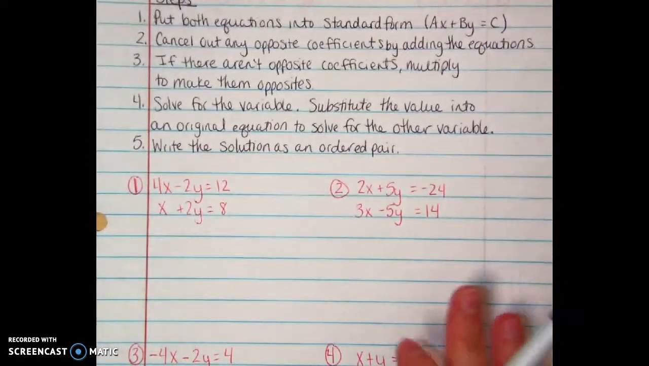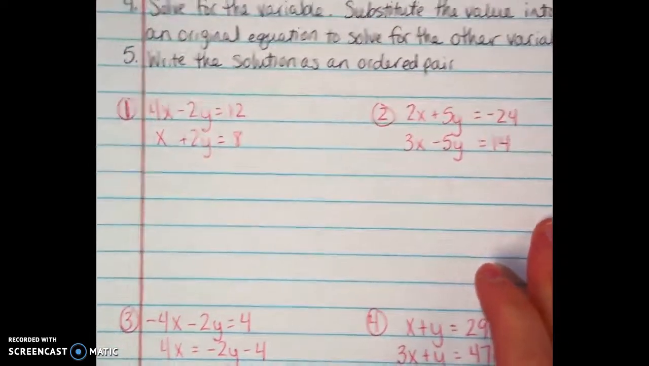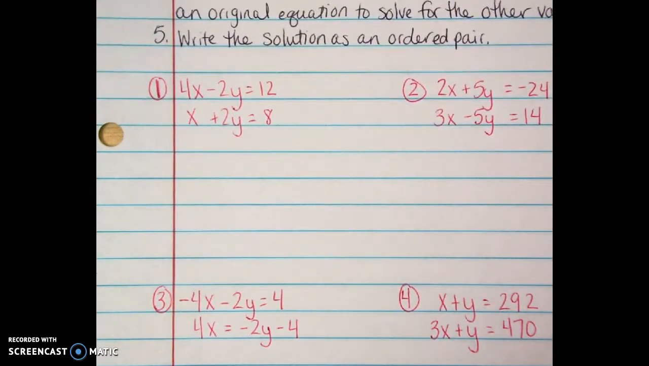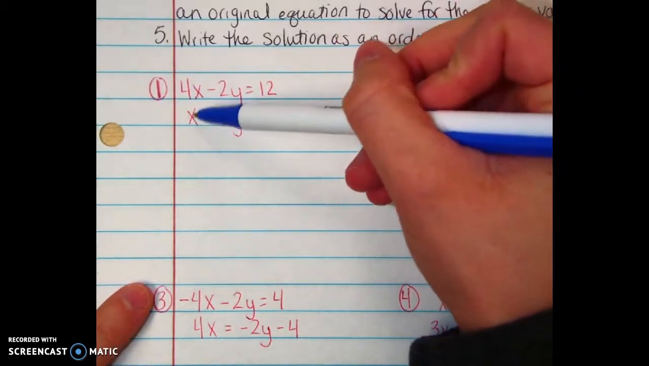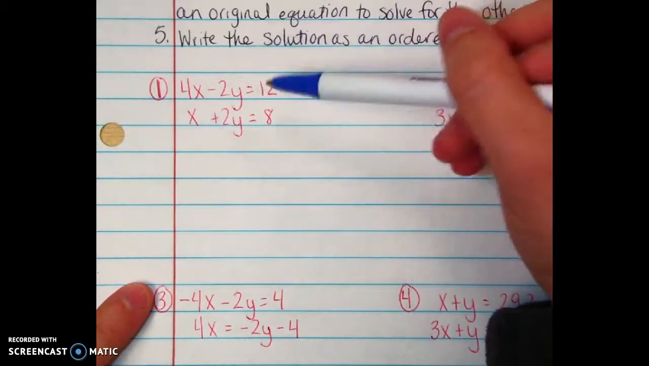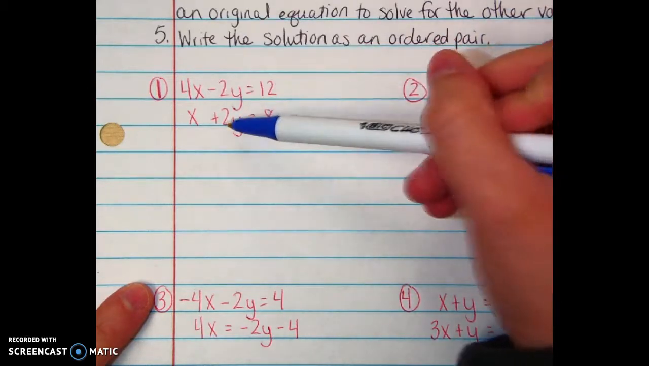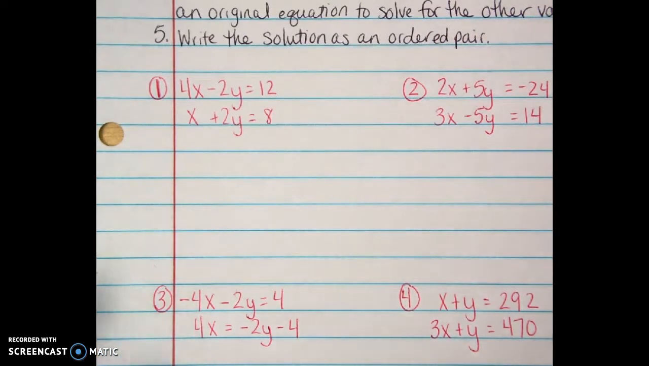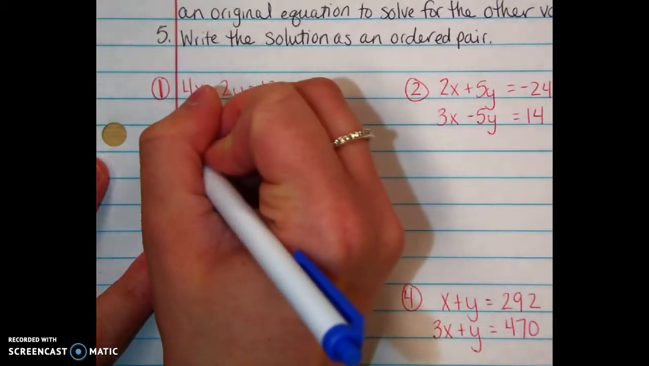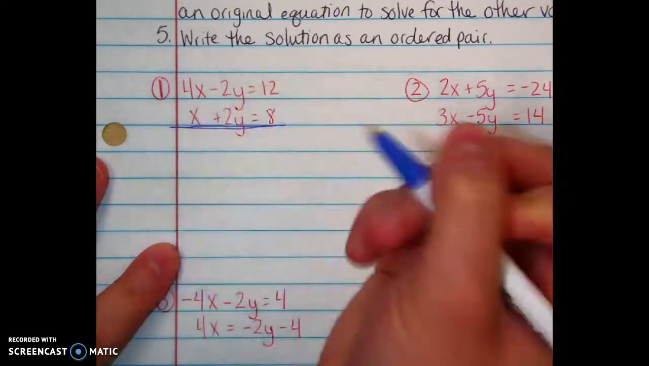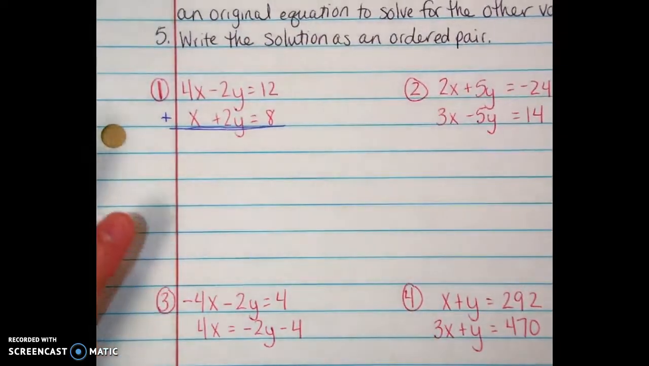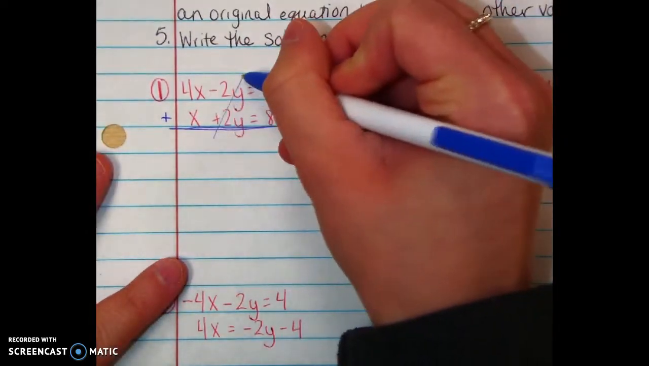Number one, do I have any opposite coefficients? When I say opposite coefficients, they have to be with the same letter, and they can't be these numbers because those are constants. So if you look, I have a negative 2y and a positive 2y. Those are the opposites. So how I do it is I draw my line like this, and I put a plus sign. The 2y's cancel each other out.